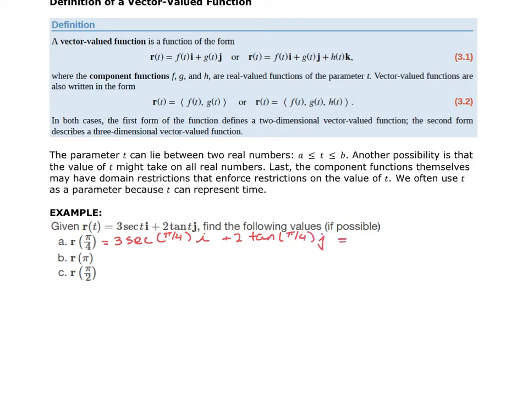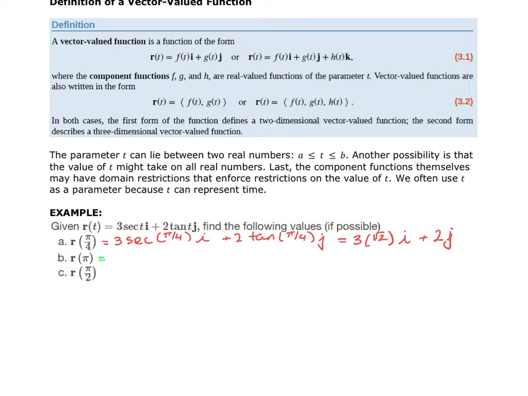I'm going to get my unit circle out, and the cosine of pi over 4 is the square root of 2 over 2. So the secant of pi over 4 is 1 over that, which is the square root of 2. So it's 3 times the square root of 2, i, plus 2. The tangent of pi over 4 is 1, so then it's just j. And so that is my final answer.